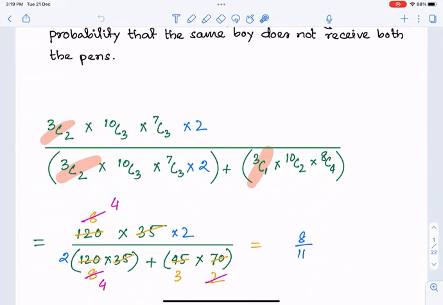Okay. In the calculation, firstly the 3C2 and 3C1 can be cancelled out. 10C3 is 120, 7C3 is 35, and 2 is kept. Over here, 7C3 is there, which is 35, and 8C4 is 70. So cancelling 35, 35, 70, we have 2 here, and cancellation of the other terms finally leads us to 8 by 11. Is that okay with all?